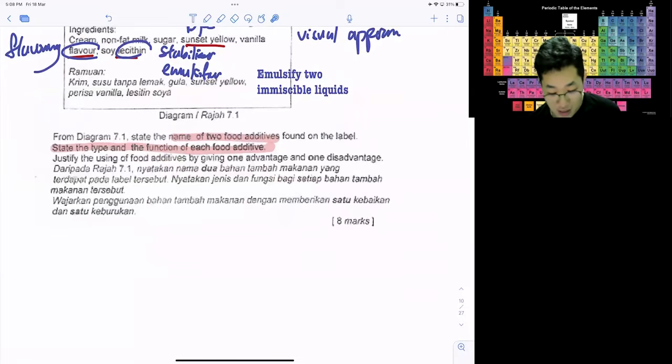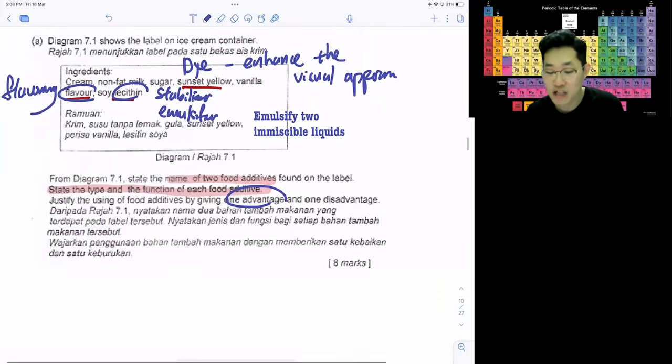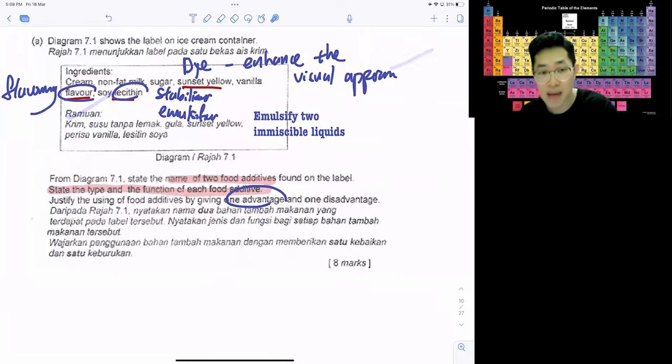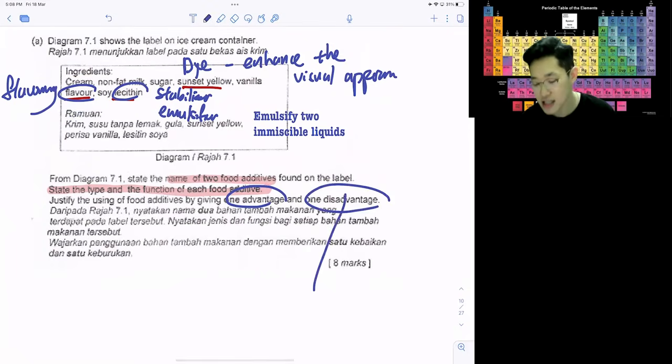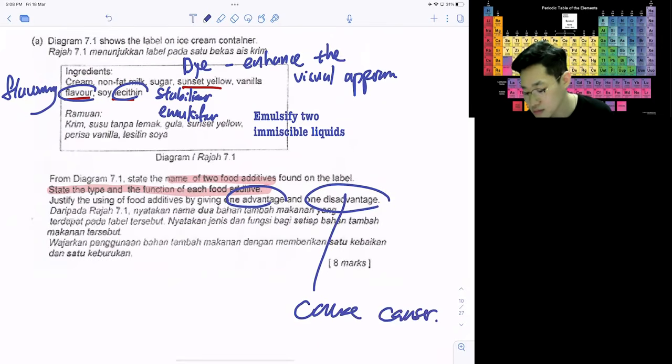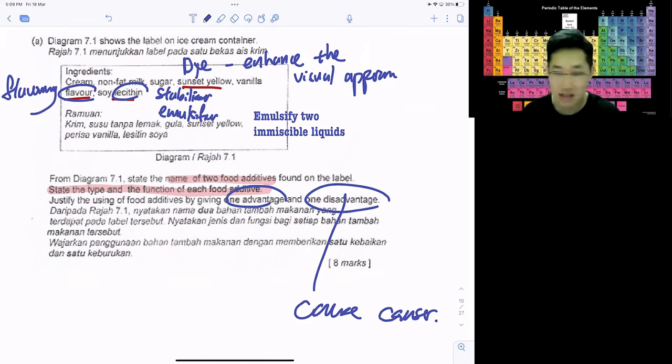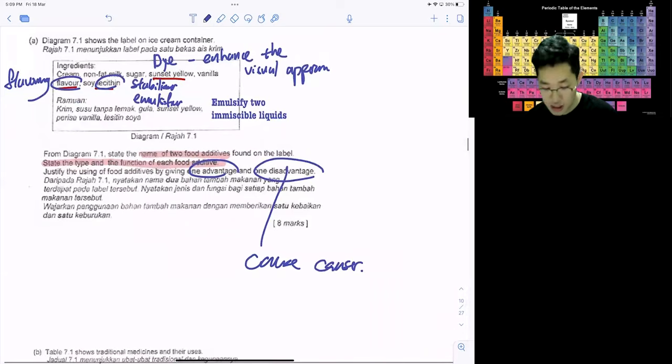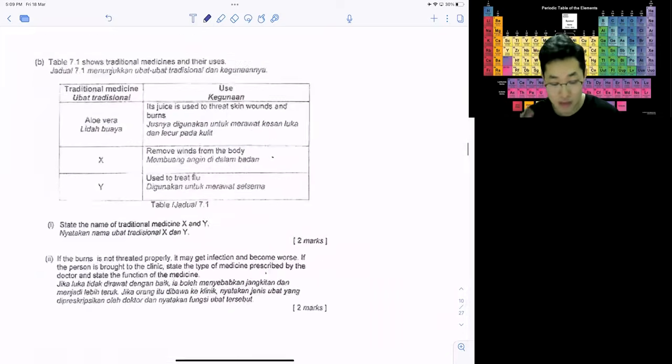Then what they want? Justify the use of food additive by giving one advantage and one disadvantage. What is the advantage? All these functions are advantage. Better appearance, taste better, last longer. Disadvantage of food additive, cause cancer, yes, cause cancer. Or you give example like hyperactive, diabetes, cause various types of side effect, allergy reaction. Just any of the bad thing about food additive.